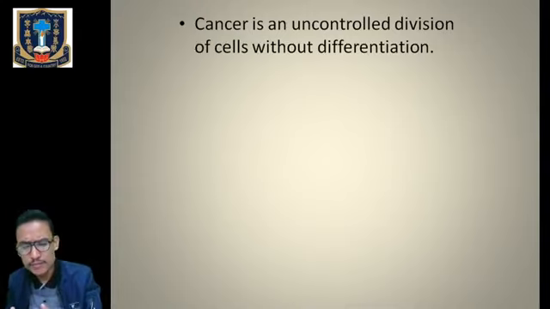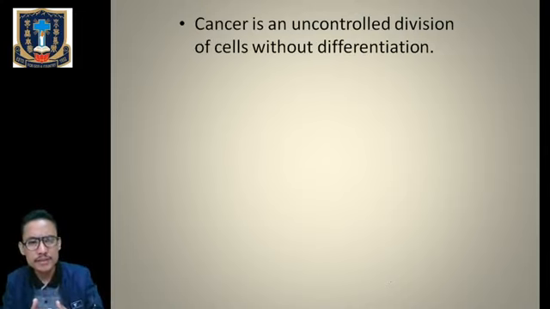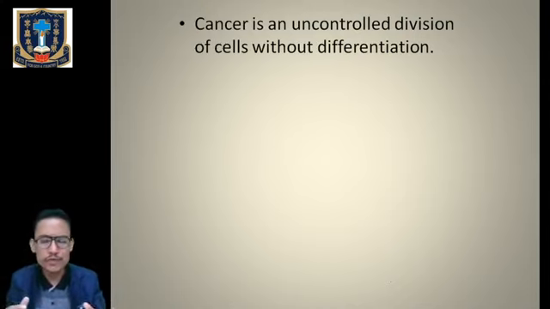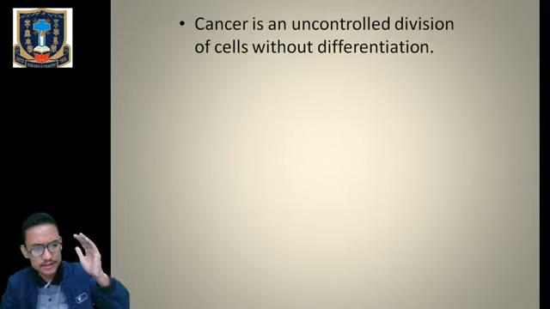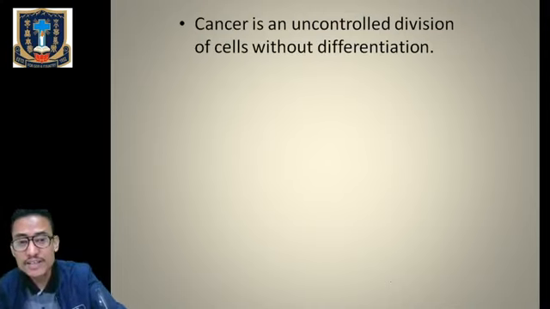Cell differentiation means particular functions will be assigned to a particular group of cells, because a group of cells having the same function will form a tissue. So cell division and cell differentiation is one of the most important features of a normal cell. Clear? But in case of cancer, there is an uncontrolled division of cells. The cells will keep on dividing and dividing. They will form a lump of cells or a group of cells, and those cells do not undergo cell differentiation.